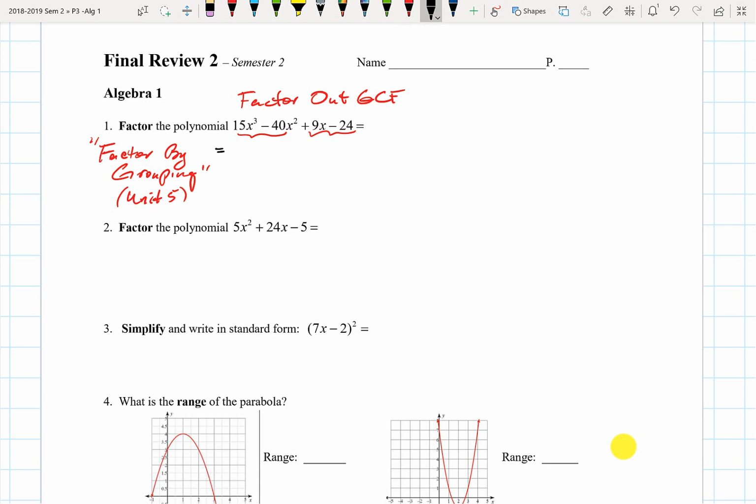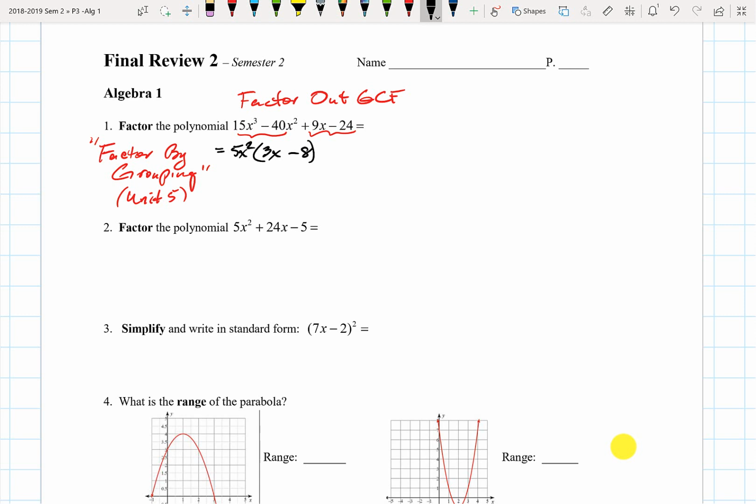So the GCF of 15x cubed and 40x squared is 5x squared, okay? Both 5 divides into 15 and 40, and you always take a look at the lowest exponent here, comparing x squared and x cubed, it's the lowest exponent. So we're going to factor out 5x squared. So 5x squared times 3x will give you the 15x cubed. Then 5x squared times 8 will give you the 40x squared. Distribute through to check your work.